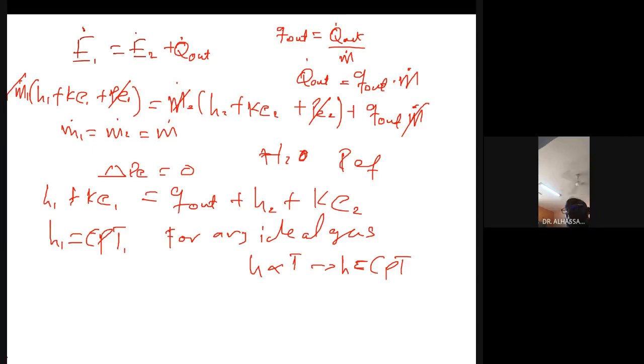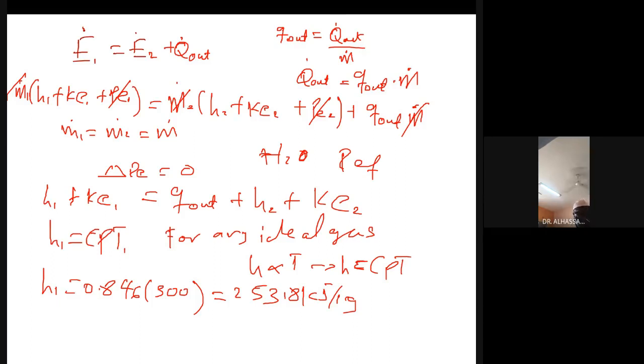So H1 here equals to, the specific heat capacity for carbon dioxide is 0.846 times the temperature. Temperature T1 is 300 Kelvin. So this gives me, if you solve carefully, 253.8 kilojoules per kilogram. You understand?